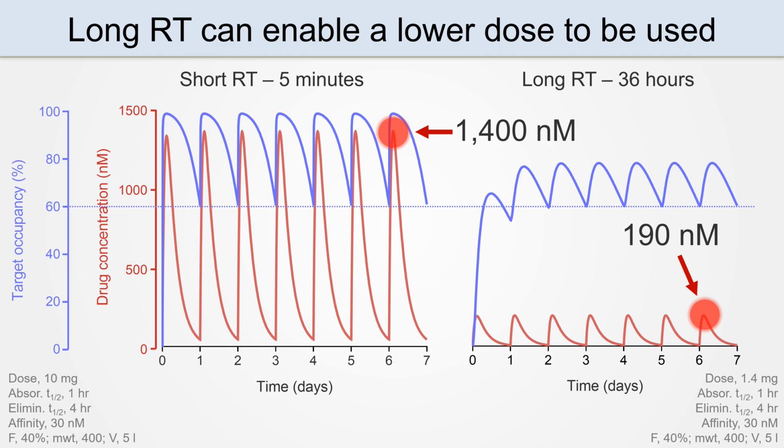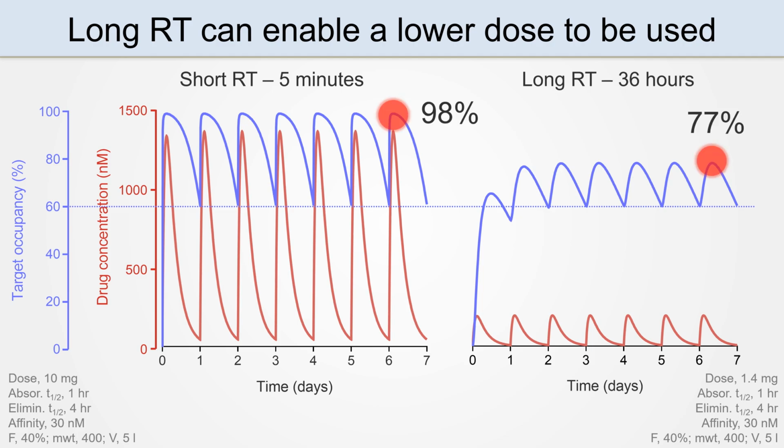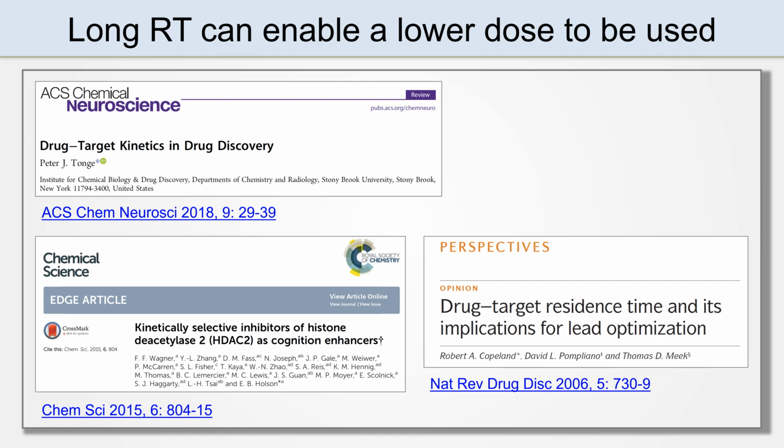This is good news if we have a selectivity issue. Lowering the drug concentration could lower occupancy of unwanted targets. This could be beneficial for a kinase inhibitor, for example. The other thing to notice is that we are occupying fewer targets at the peak. Here we're at 77% occupancy at the peak versus 98% for the short residence time compound. This could be valuable to avoid mechanism-based toxicity associated with the target. This concept is known as kinetic selectivity, and it's been highlighted in numerous papers, as shown here.